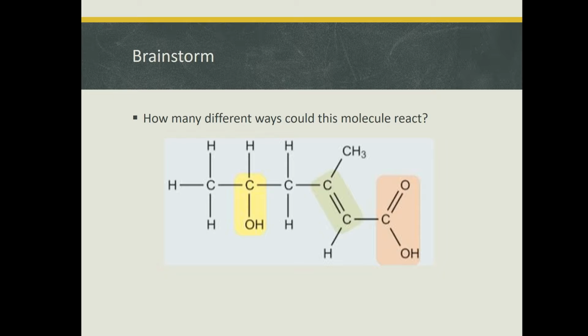We could add hydrogen bromide and make two different products potentially. We know about Markovnikov's rule. We know that you would get a major and a minor product.